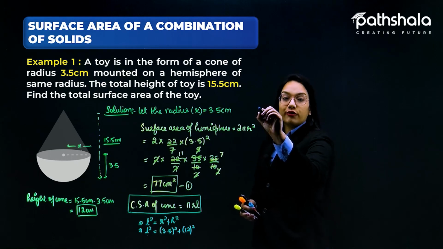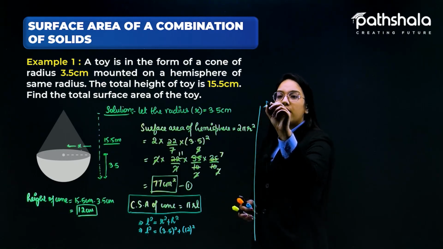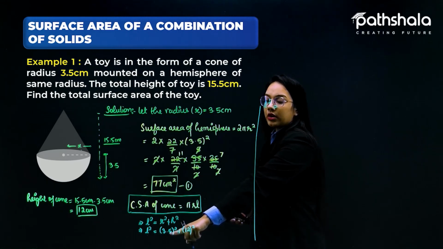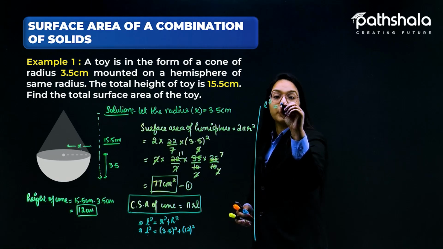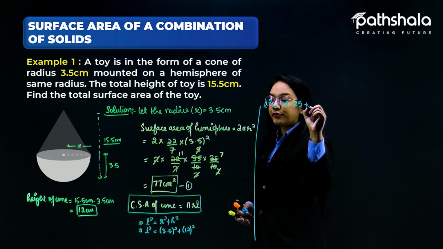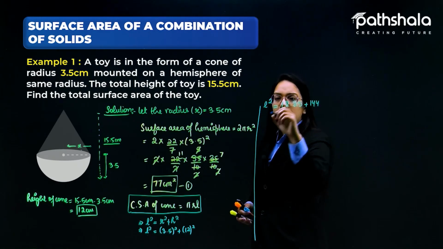Now let's sort it out further. L square is equal to 3.5 whole square. If you sort it out, you will get 12.25 plus 12 square, which is 144. Now let's just add it up.